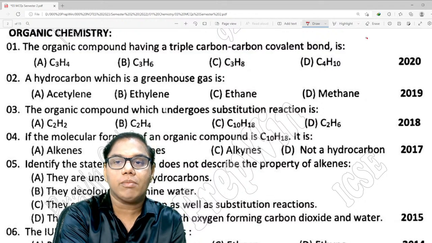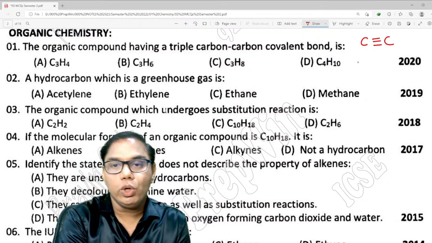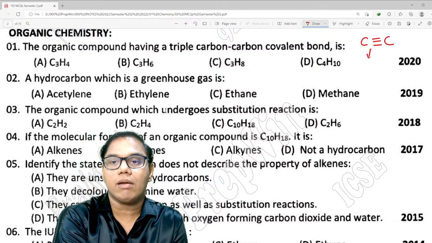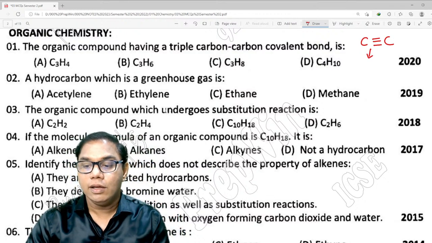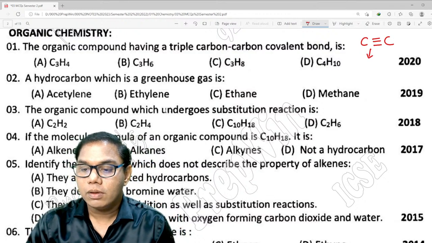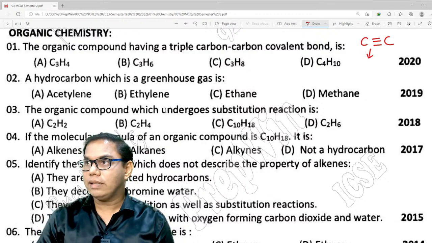Triple carbon-carbon bond. Carbon to carbon bond. Do you know the molecular formula? If you know the molecular formula, then you can write the answer.